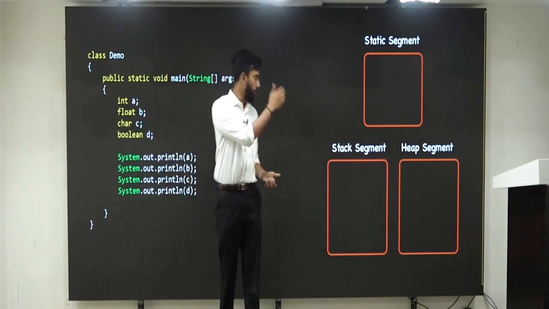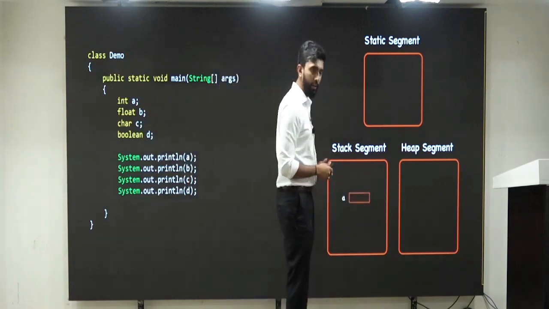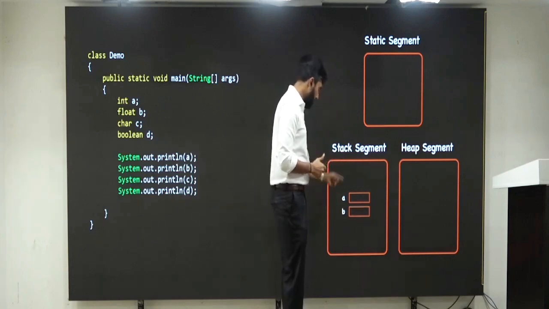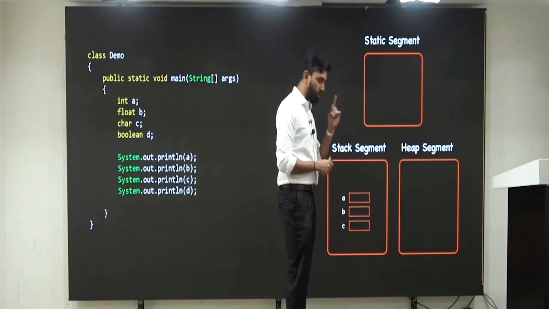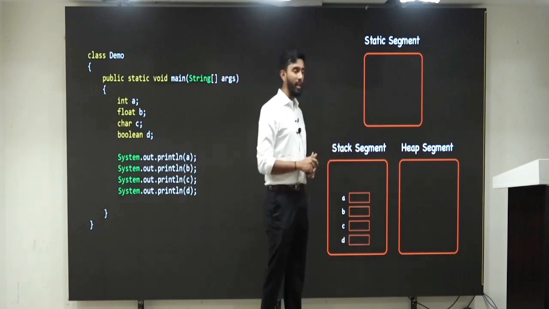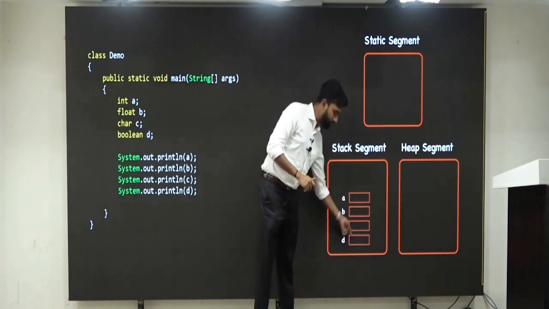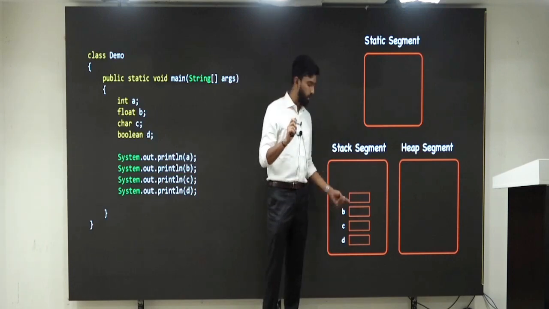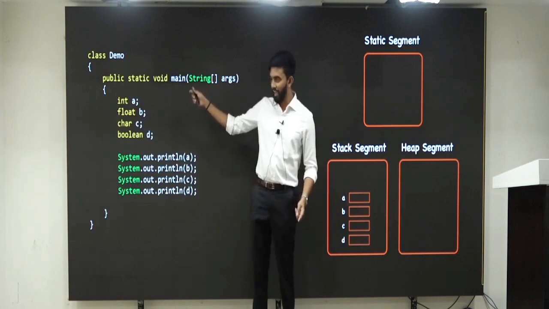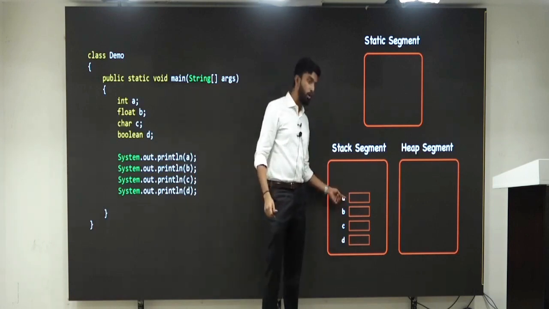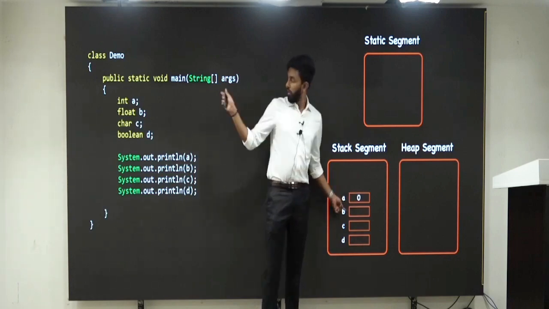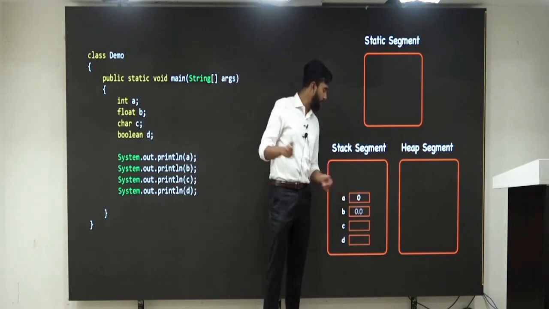Now watch it. Like this, memory for A will get allocated. Memory for B will get allocated. Memory for C will get allocated. And what is the last one? D. Not only that, they are empty. What will be inside it? What values? Default values. Oh, very good. What is A? Int. The default value of int is 0. Very good.